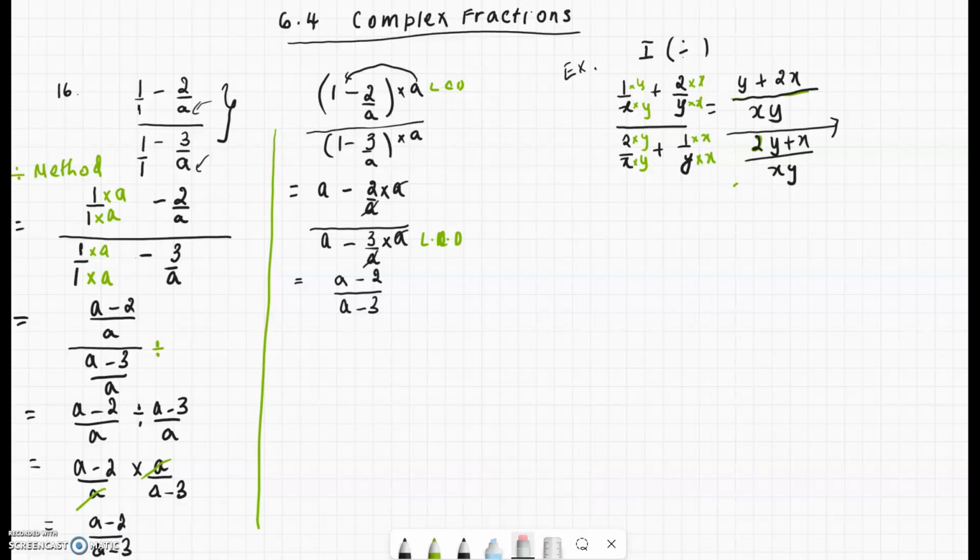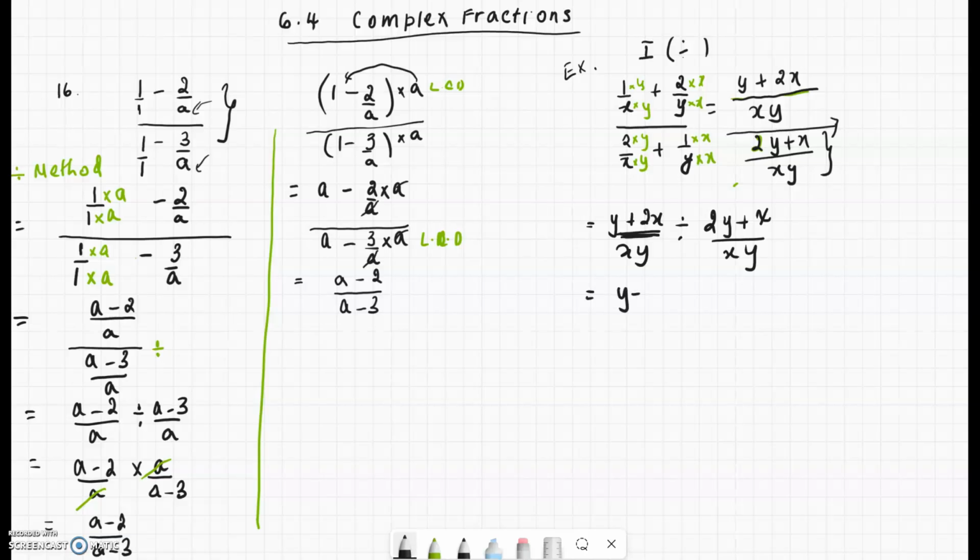Multiply. So the next step is (y + 2x)/(xy) divided by the denominator, which is another rational expression, (2y + x)/(xy).